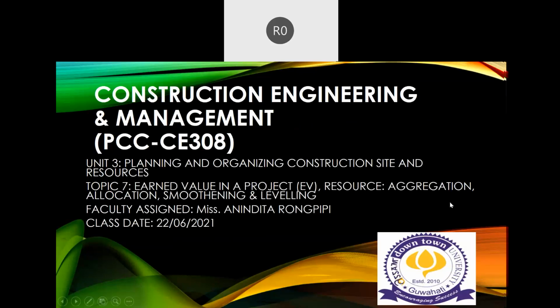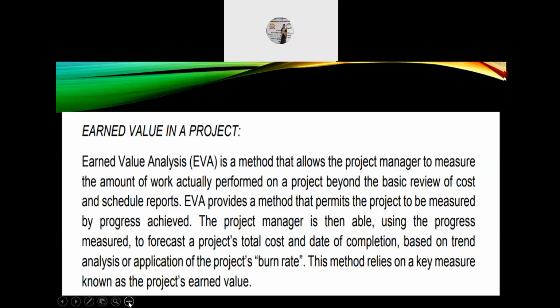So, good morning, students. We'll continue with topic number 7, which is earned value in a project, EV, resource aggregation, allocation, smoothing, and leveling. So, in continuation with our previous class, earned value in a project is a method that allows the project manager to measure the amount of work actually performed on a project beyond the basic review of cost and schedule reports.